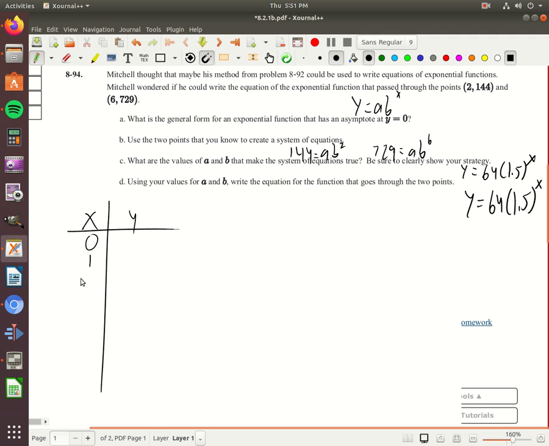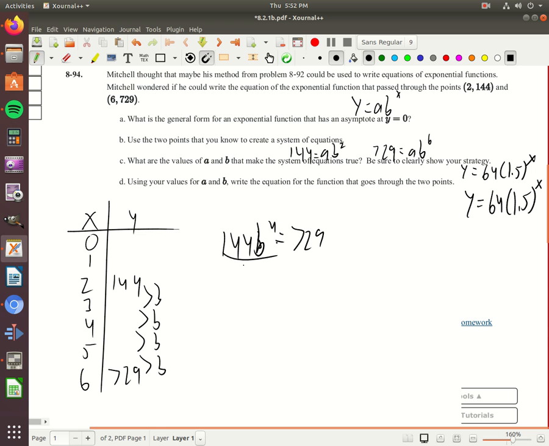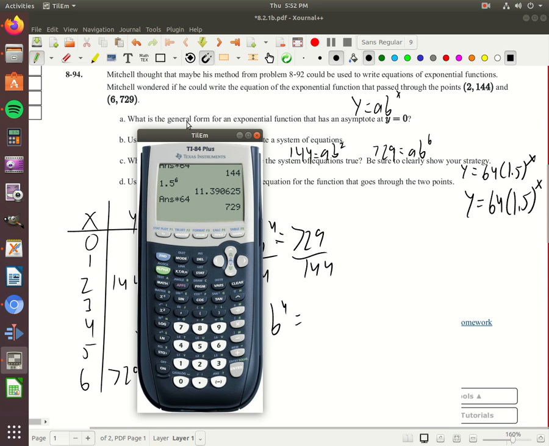So I don't know my 0 term. I don't know my 1st term. I know my 2nd term is 144. I don't know my 3rd term. I don't know my 4th. I don't know my 5th, but I know my 6th is 729. I have 1, 2, 3, 4 b's. 144 times b to the 4th equals 729. I'll divide by 144. B to the 4th is going to equal, and we've already done this math, right?